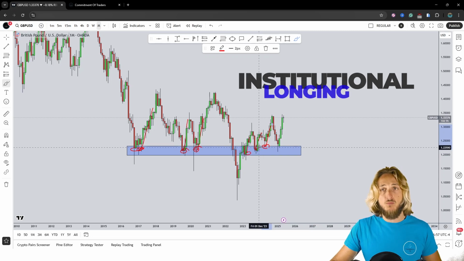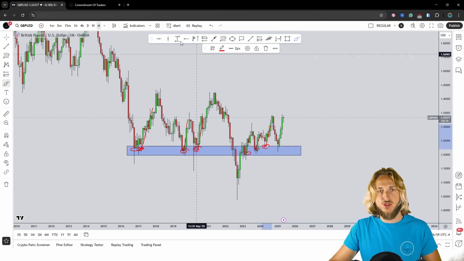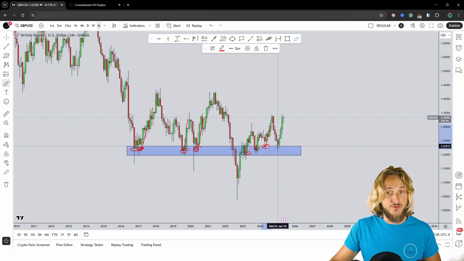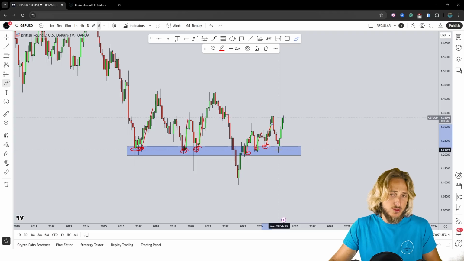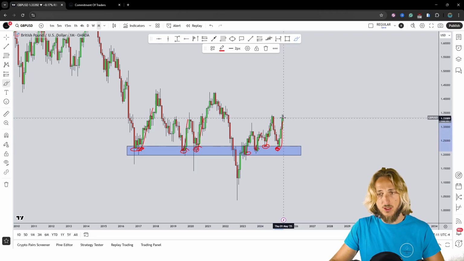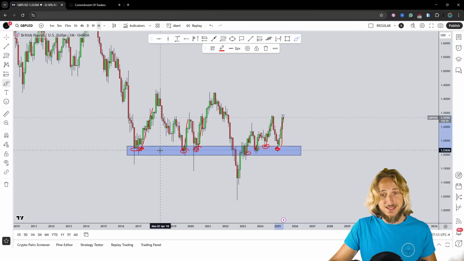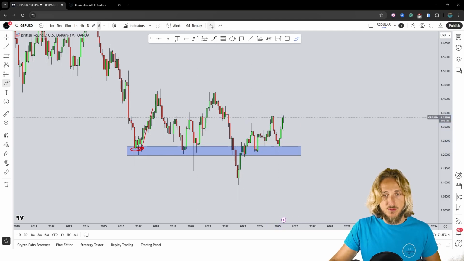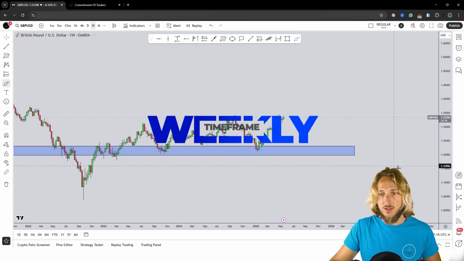And we will be speaking more about institutional buying in just a few moments when we move to the commitment of traders analysis. But for now, let's keep all of this in mind and also notice how the market is currently continuing to reject once again this exact same level to the upside. So let's keep all of this in mind and drop down on the weekly time frame.